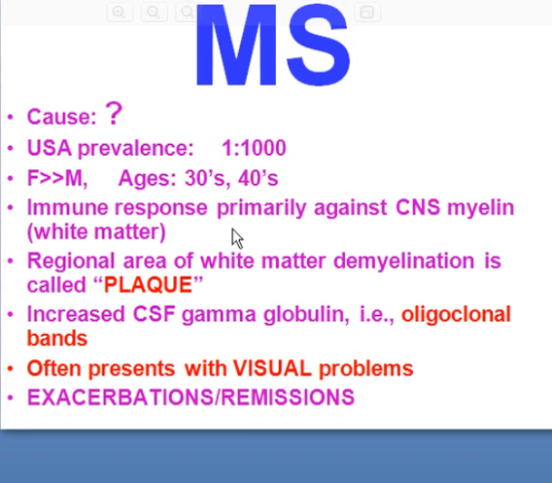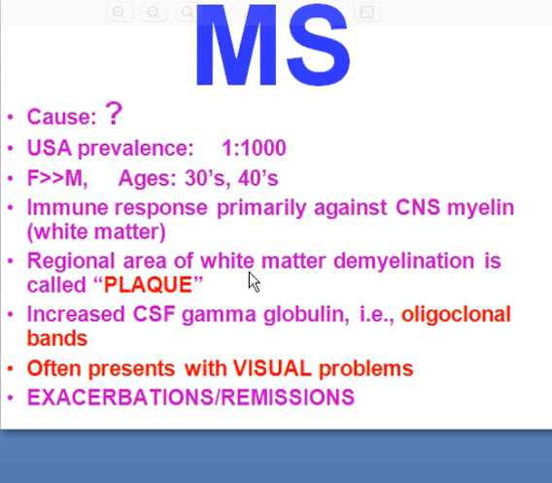And in the area where there is demyelination, as you would guess, it would probably be in the white matter, because that's where the myelin is. That's why white matter is white: it's white because of the fat, and it's fat because of the myelin. In the oligodendrocytes, it causes a thing called a plaque.